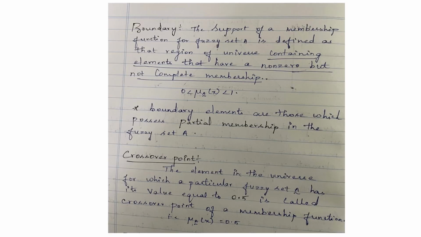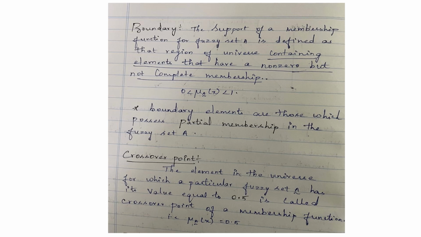Next one. The last feature is boundary. The support and boundary are almost similar. The boundary of a membership function for a fuzzy set A is defined as the region of universe containing elements that have a non-zero but not complete membership. What it means is that in the boundary area there may be elements with partial membership values, so this area includes both kinds of elements. That type is called boundary.